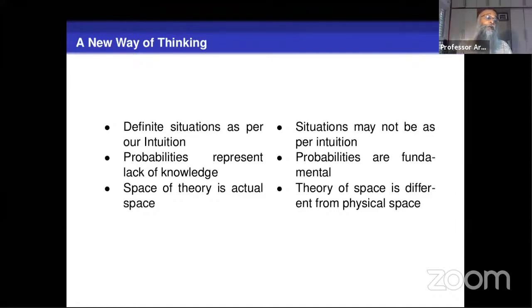Why do we have to accept it? Because this is the only picture which gives us the correct properties of atoms, their interactions, and so on. So one major difference is that the intuitive way of picturing phenomena and situations does not work in quantum physics. The second aspect is probabilities. So in the classical world, probabilities represent lack of knowledge.